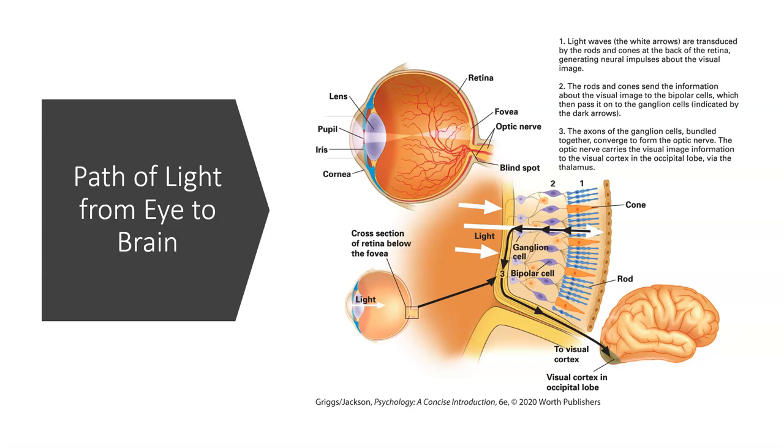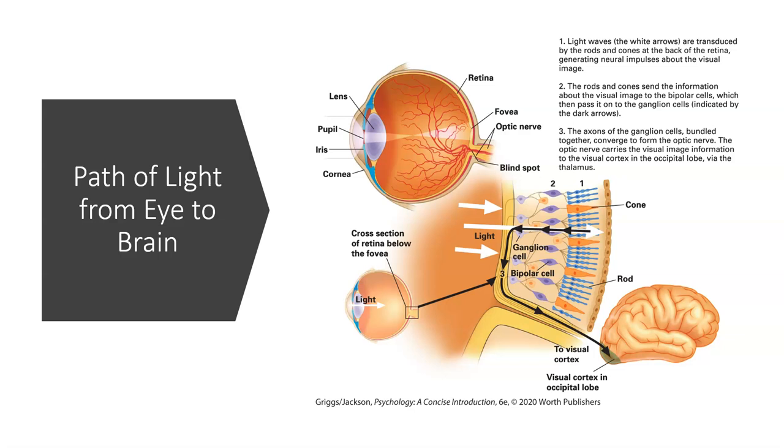So shifting gears a bit, we're going to look specifically at how this transduction process works in vision. So we have to look at, what is the pathway that light travels as it goes through the eye and then eventually to the brain for processing. This image from your textbook shows first how light waves are going to be transduced by what are called rods and cones. Those are the neurons that are specifically designed to deal with light stimuli.